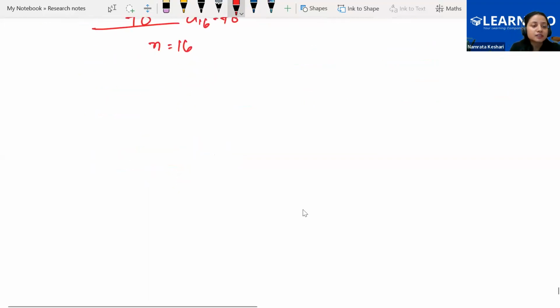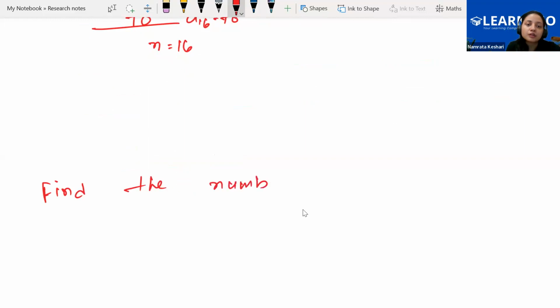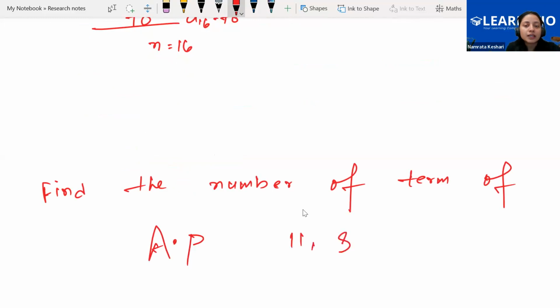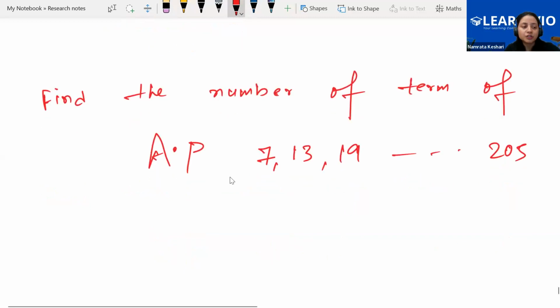Now the question will be like this. Find the number of terms of AP 11, 8, 5, 2. Wait. Just a moment. Oh, I have mixed two questions. Let me write the data properly. Find the number of terms of the AP. The AP is 7, 13, 19, 205. This is one of the AP. Find the number of terms for this one.